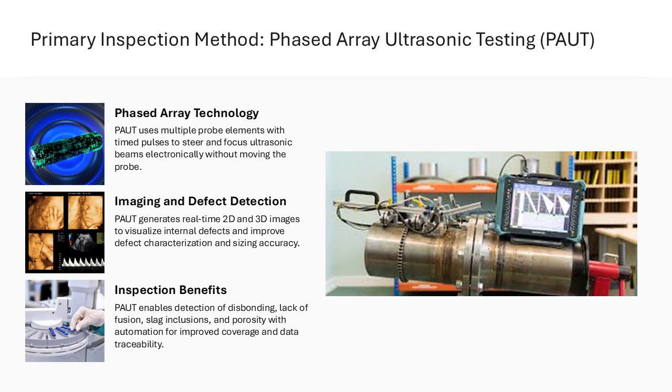From a practical standpoint, PUT inspections can be automated, improving coverage, repeatability, and data traceability. The recorded data can be reviewed and analyzed offline, supporting quality assurance, audits, and engineering assessments. These advantages make PUT the cornerstone of any robust inspection strategy for stainless steel cladded components. Illustration of phased array beam steering and focusing used to inspect cladding interfaces and weld regions.